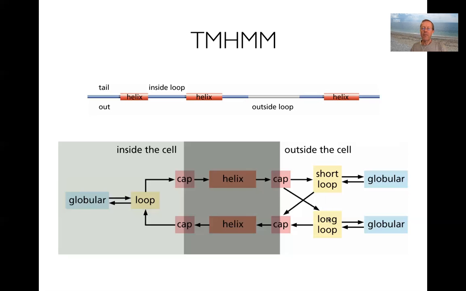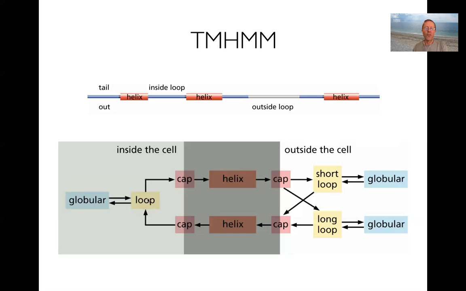And then for technical reasons, it also turned out to be a good thing to distinguish between short loops and long loops and globular states on the outside of the cell. So this was the final hidden Markov model.